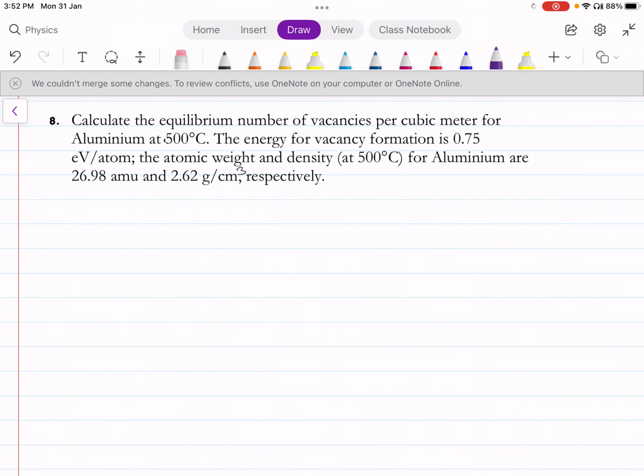Numerical number 8. Calculate the equilibrium number of vacancies per cubic meter for aluminium at 500 degrees Celsius.